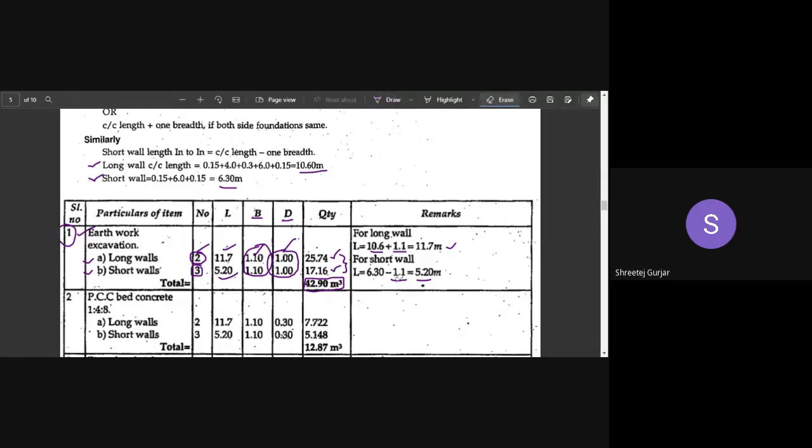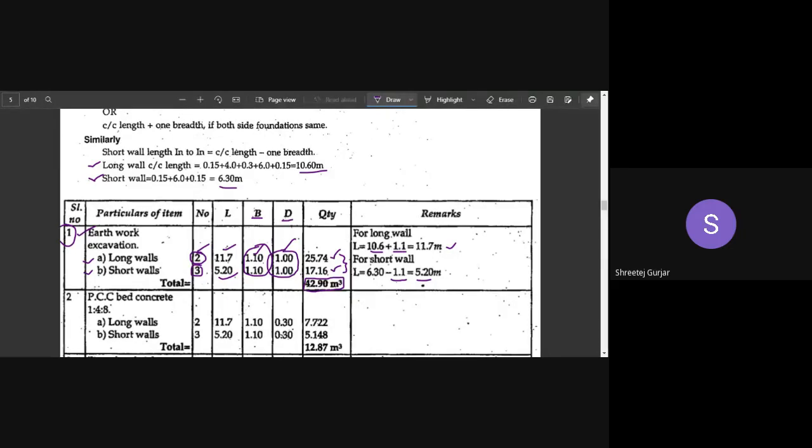And if you have any doubt in excavation, how I have calculated excavation and how the lengths are calculated, you can ask now. I hope you are copying it down and writing it down as I explain. This problem is very easy.